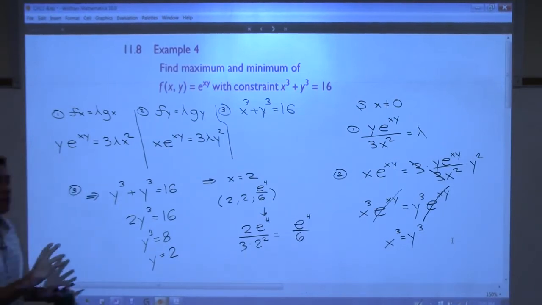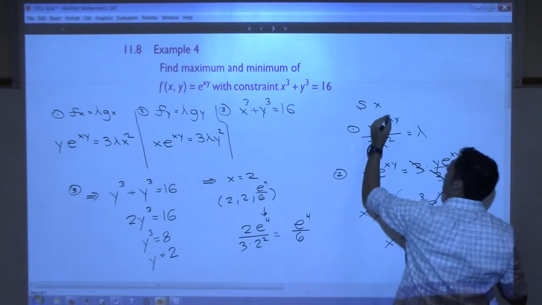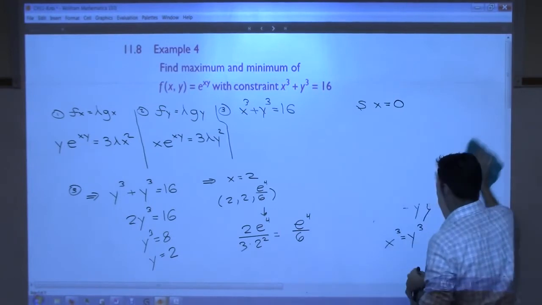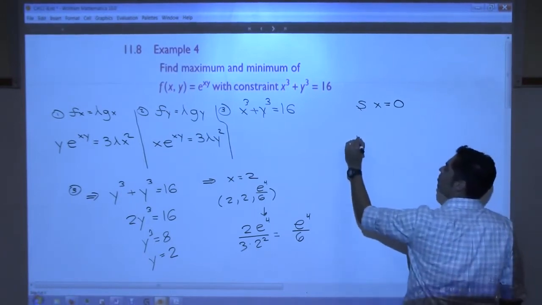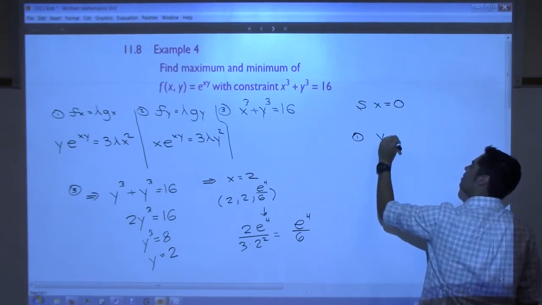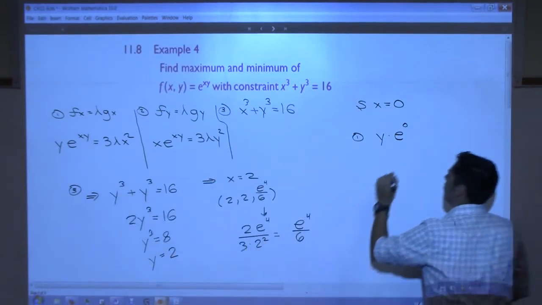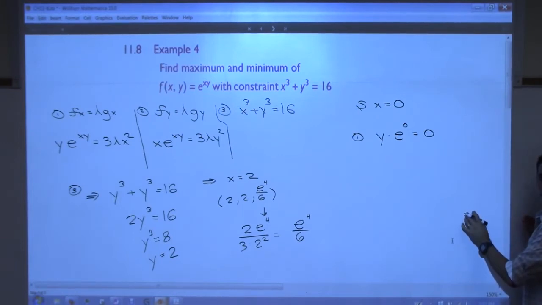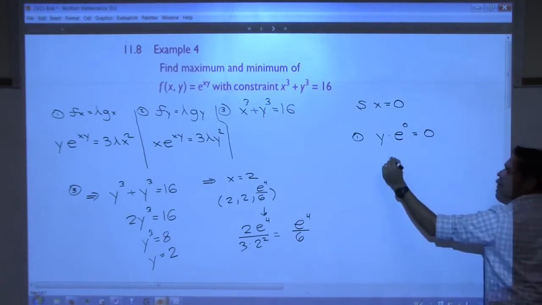So maybe we should check before we forget that, what happens if x is 0? What if x is 0? Are we going to run into any problems if x is 0? What's the problem we run into? What equation? The first equation? If x is 0, the first equation would become y times e to the 0 equals the right side, which is 0. If you divide both sides by e to the 0, which is 1, this means y is 0.